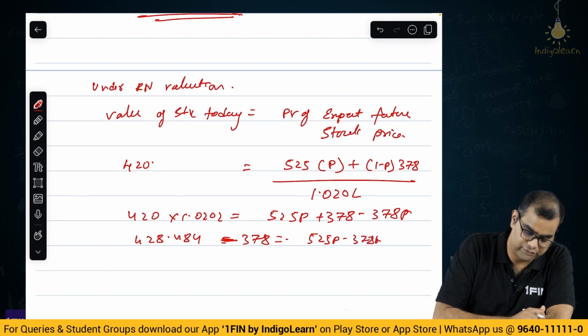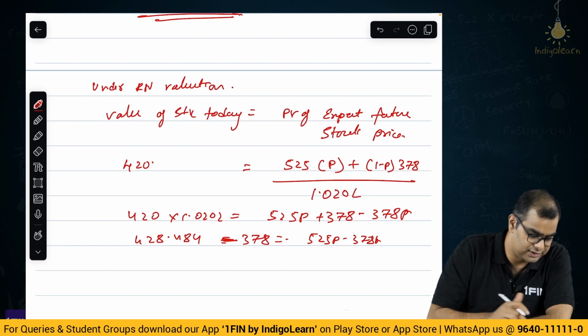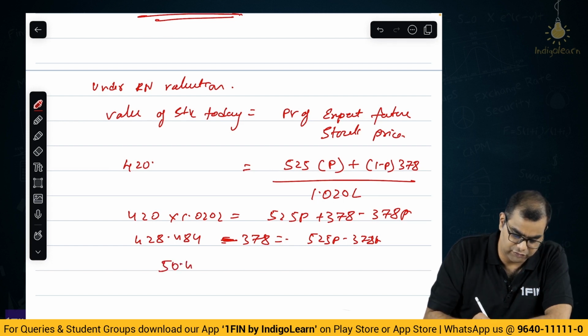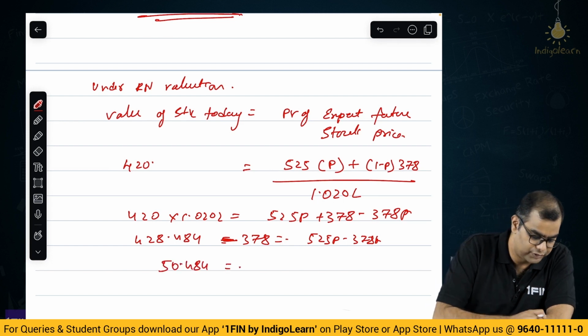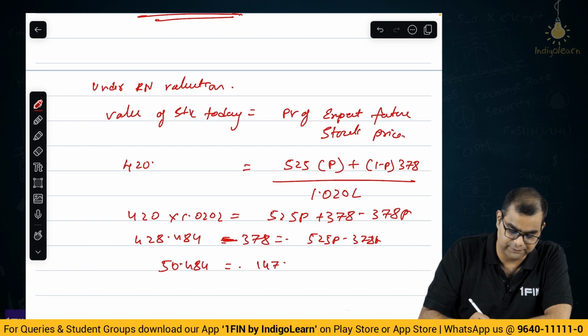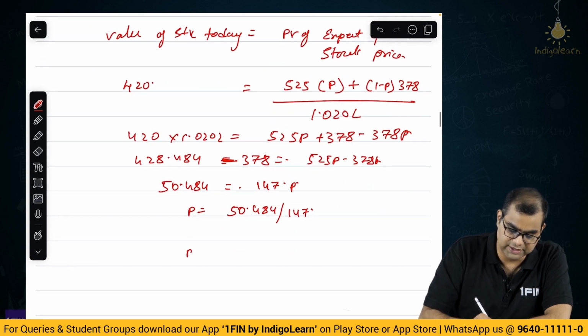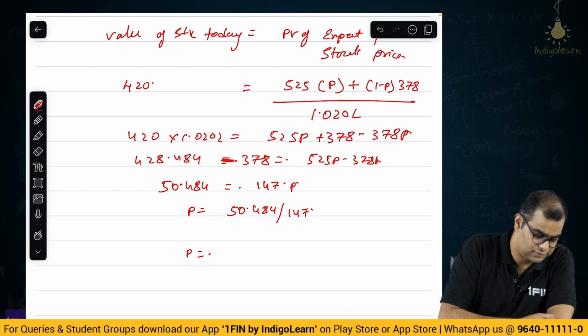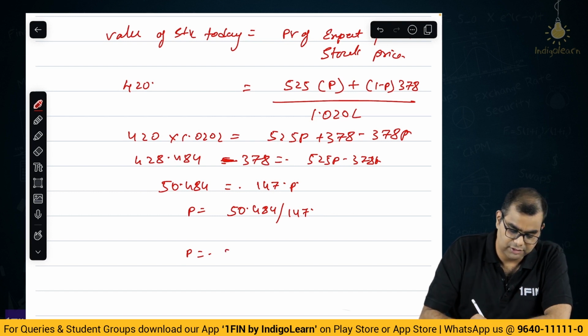So 428.484 minus 378 is 50.484, which is equal to (525 minus 378) P, which is 147 P. So P is equal to 50.484 divided by 147, or P is equal to 34.342857%.